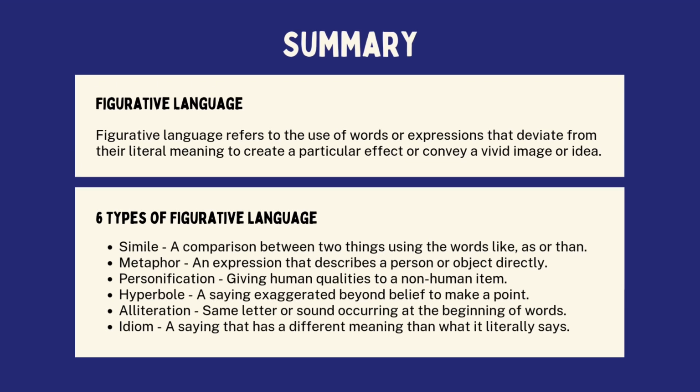Then, of course, we have our metaphors, which is an expression that describes a person or object directly. Remember, this is kind of like the cousin to the simile. It compares as well, but they don't have those key words like, as, or than. Next, we have personification, which gives human-like qualities to a non-human item. Like the example that we gave, the leaves dance in the wind. That's giving human-like qualities to a non-human item or thing.